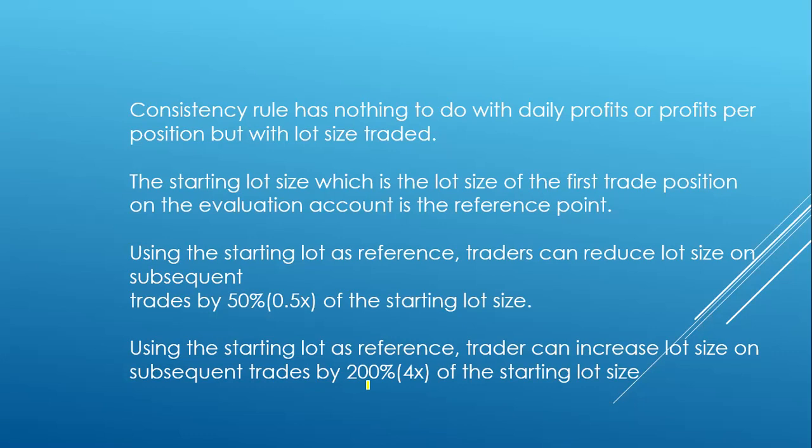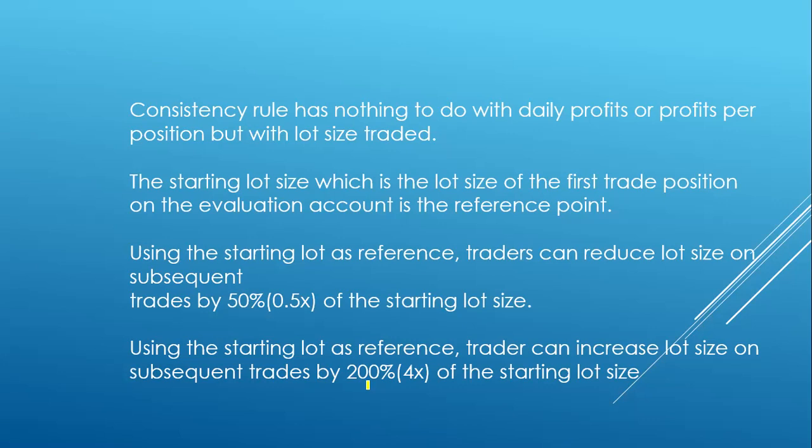If you risk 0.5%, most times you're using 0.5 lot. Like for me, when I do 10K accounts, I usually use 0.5 lots. So that's what most times I use. That means I cannot go below 0.25 and I can't go more than 2 lots. So usually I don't even go more than 2 lots. It's very rare. I don't risk that much.